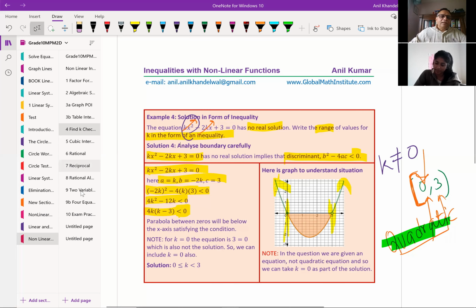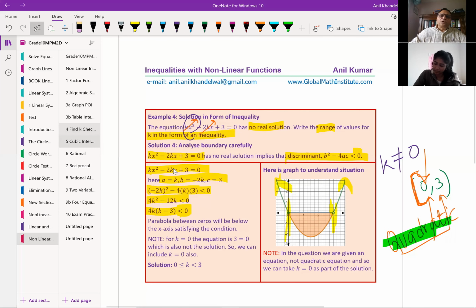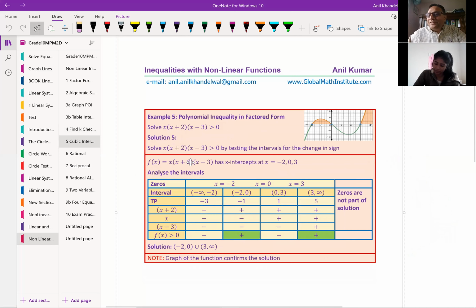Perfect. Now we'll get to the cubic function, which again I've taken as a very simple example, but it gives you some concept. Can you please read the question and explain the solution, since it is similar to the previous solution? Yep. So, polynomial inequality in factored form. Solve x times (x plus 2) times (x minus 3) greater than 0.